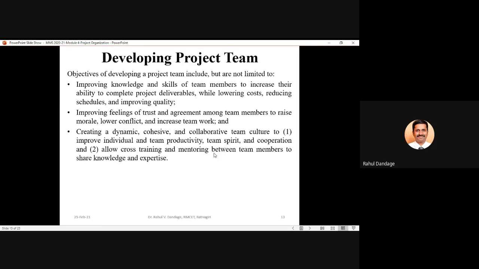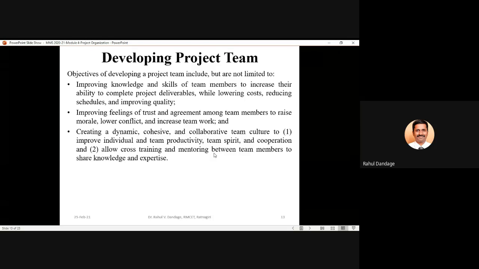to increase their ability to complete the project deliverables, so that whatever deliverables they have been expected from the project, they will be achieved. At the same time, they will focus on how these project deliverables can be achieved with less cost, with less time, within less than the scheduled time. And also third point is the project deliverables, how we can obtain by improving the quality of each and every process, each and every activity, whatever we are conducting in that project execution.